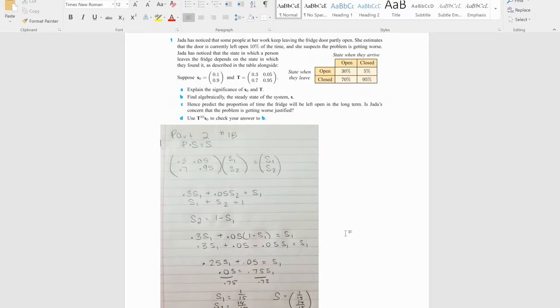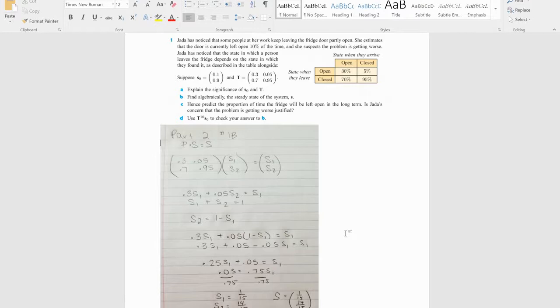So what we want to do to find the steady state is we take our, I called it P, but it's T, the transition matrix, times S, and then set that equal to S again. Because what happens is when we have a steady state matrix, when we keep multiplying over and over and over, we get the same state back again. So that's why we set up that equation.